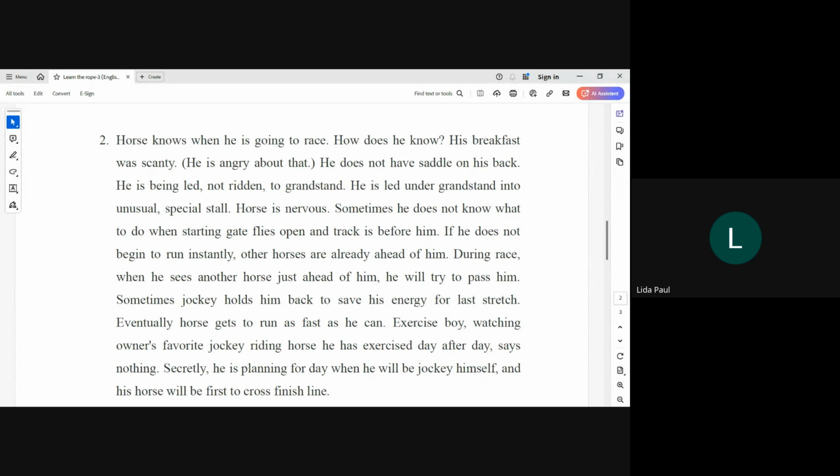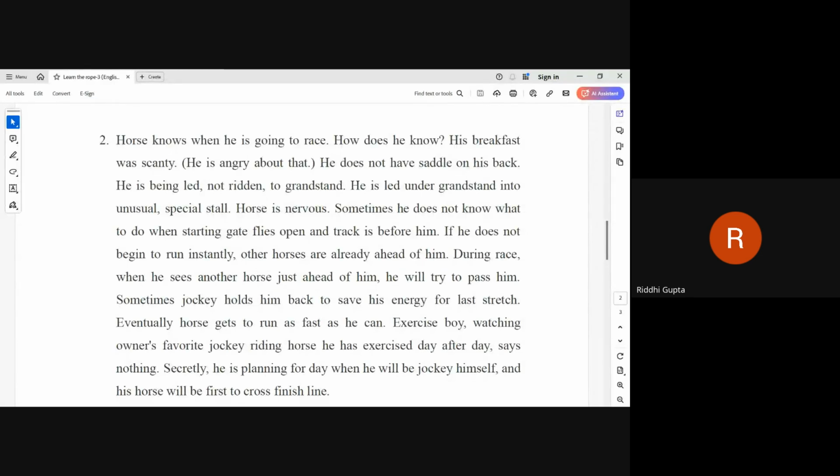Now, next sentence: "If he does not begin to run instantly, other horses are already ahead of him." No article is required. If he does not begin to run instantly, other horses are already ahead of him. You don't require "the". Even without "the", it is okay, because it does not specify which other horses are mentioned.